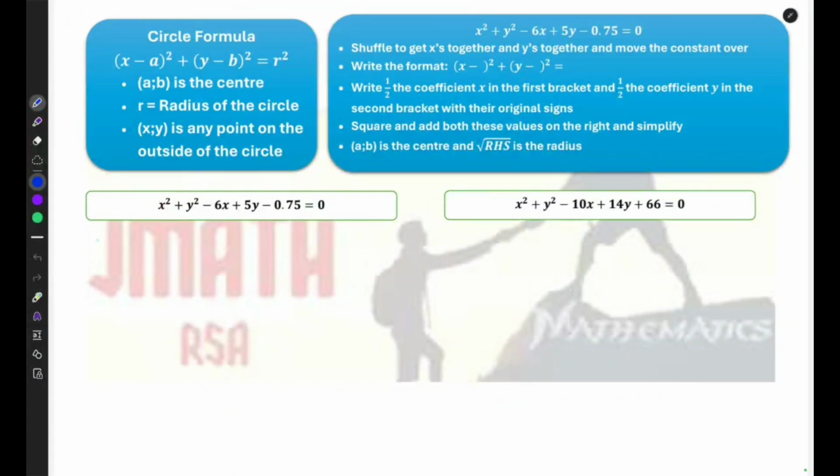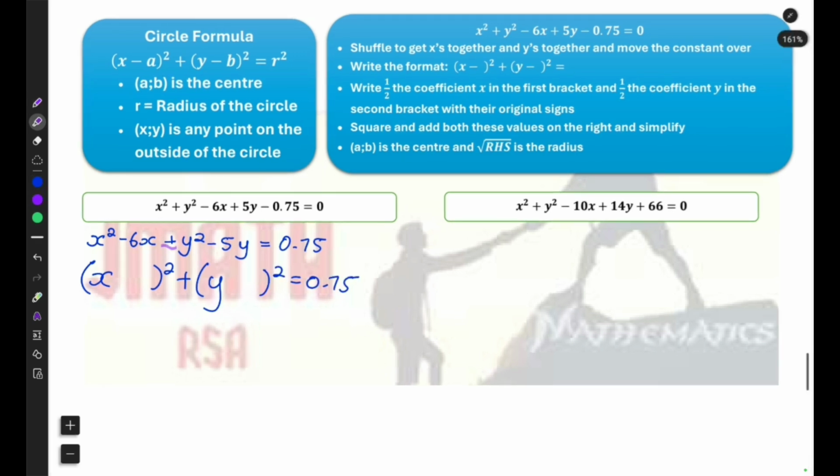Let's do the question on the left. First thing I'm going to do is write the x's next to each other. So x squared minus 6x plus y squared minus 5y equals 0.75. Now, I know this bracket is going to have an x in. There's a square. There's always a plus between. That's a y squared, and the 0.75 is there. Now, I am going to take this value and this value. I'm going to half them and write them in the bracket.